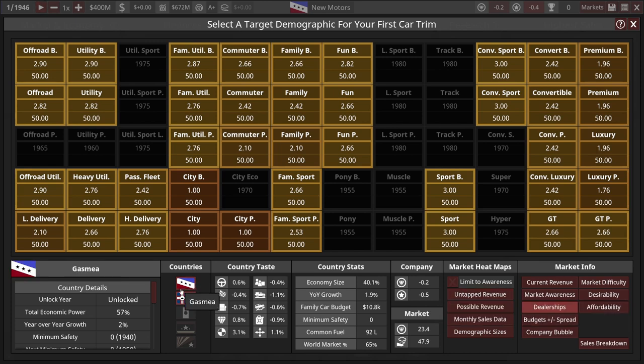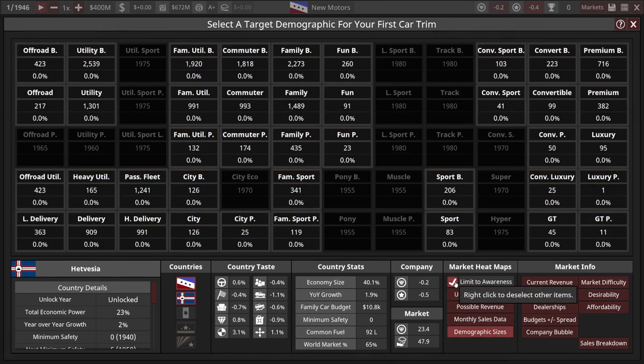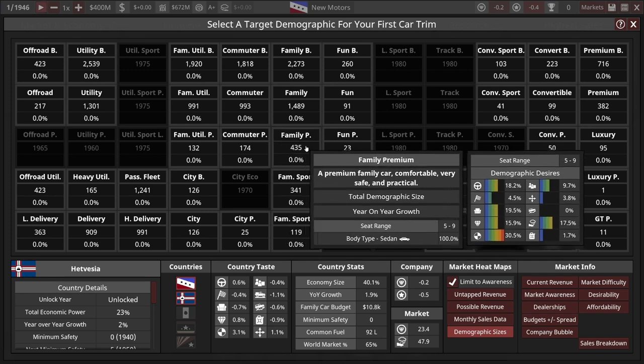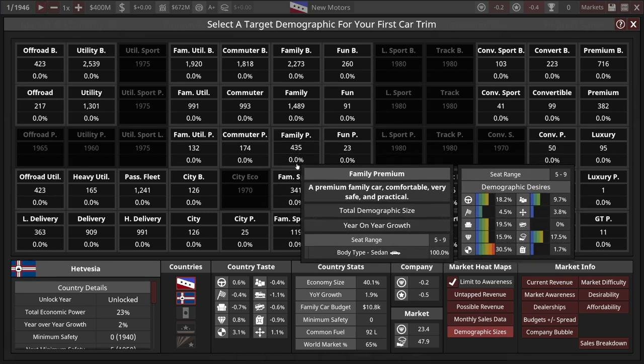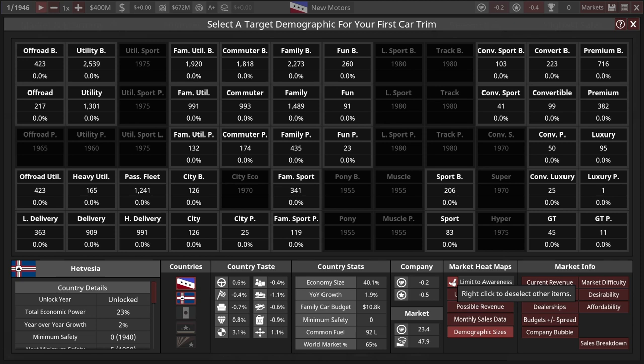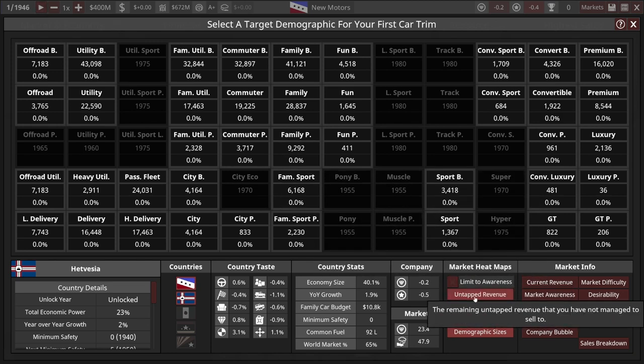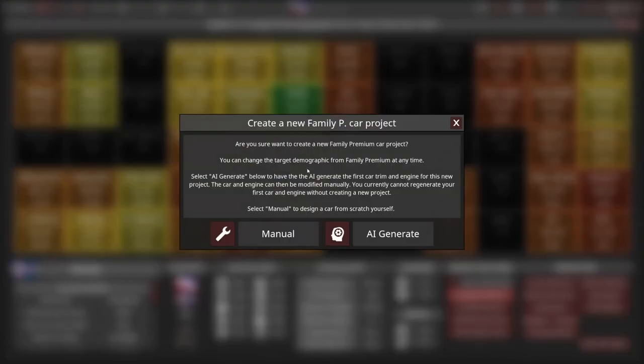We started in Gazmia. That's the largest market. It's the America analog. And if we look at who's aware of our cars, at our dealerships we have now in markets like Family Premium, Family Sport, there's only a few hundred people. That should grow quickly, but something to watch out for if our car company gets off the ground too quick and starts making too many cars. So I want to start with the Family Premium market. That's a good size for a medium factory.